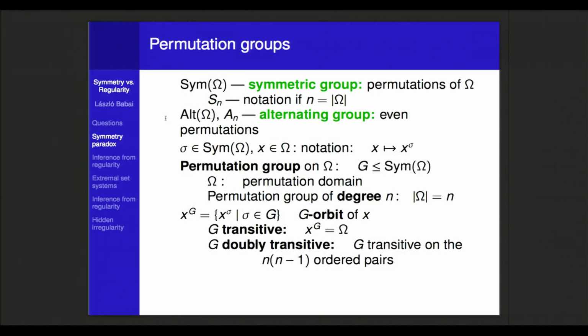The less than or equal sign in this talk will indicate subgroup, unless it is between numbers. The degree of the permutation group is the size of the domain on which it acts. The orbit of an element is the set of all images of that element in the permutation domain, and the group is called transitive if the images of one element cover the entire domain. Of course, then it doesn't matter which element. The group is doubly transitive if it is transitive in its induced action on the ordered pairs of elements.